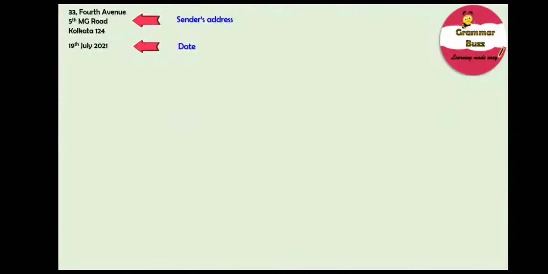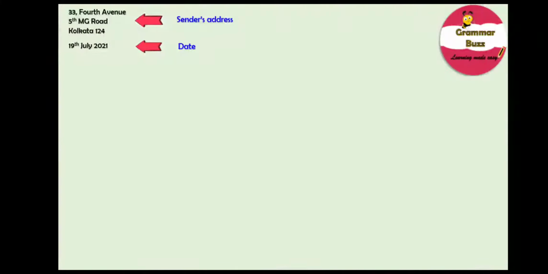Well, now let us see how we would write a formal letter following the guidelines that we have just learnt. First, we begin with the sender's details, which in this case is 33 4th Avenue, 5th MG Road, Kolkata 124. This is the sender's address. The second step is to write the date. Let's say it is 19th July 2021.